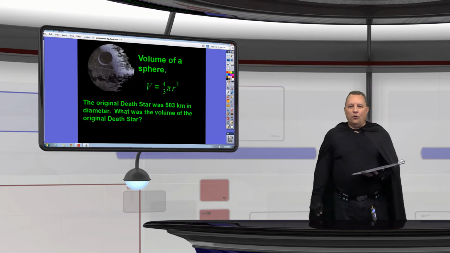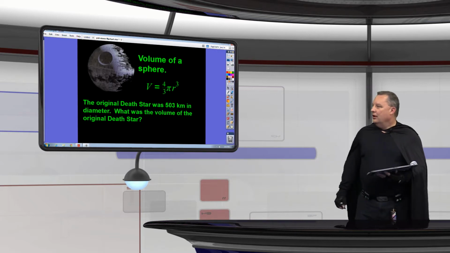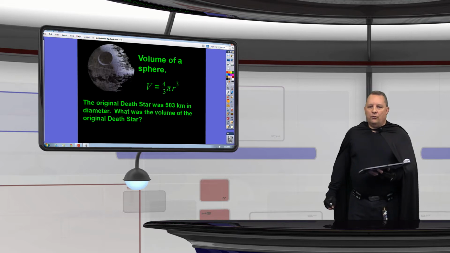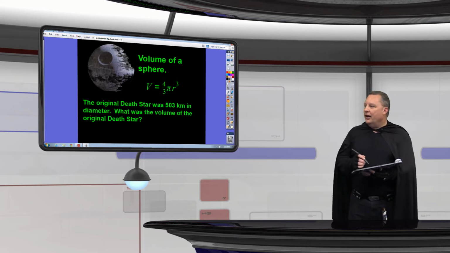We need the volume formula to be able to help us do that. The volume for a sphere is 4/3 pi r cubed. Well, that r represents radius. So we need to know what the radius is in order for us to be able to do that.